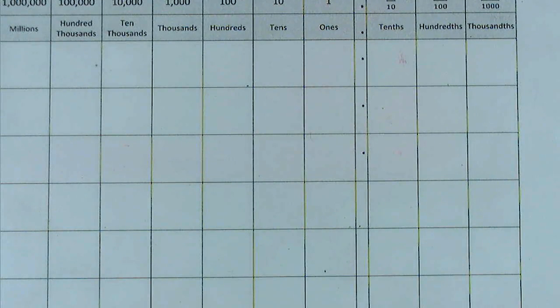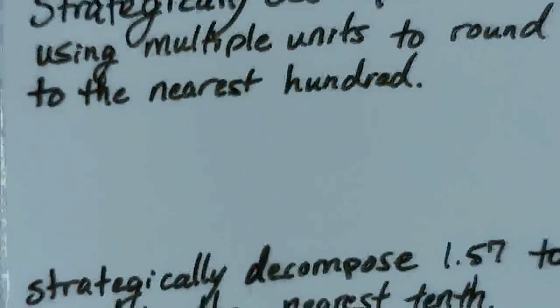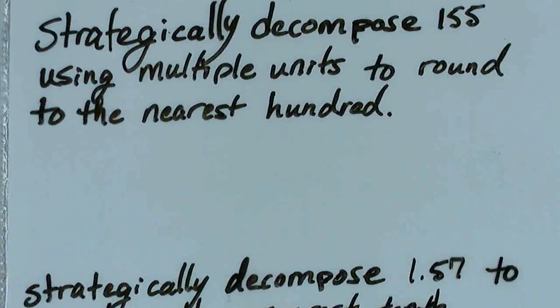Here's lesson 7 video, and as you'll see again, we're going to be looking at our place value chart. This time though, we're going to analyze it in a different way. It's kind of interesting. The one we're going to start with, this problem at the very top, says strategically decompose 155 using multiple units to round to the nearest 100.